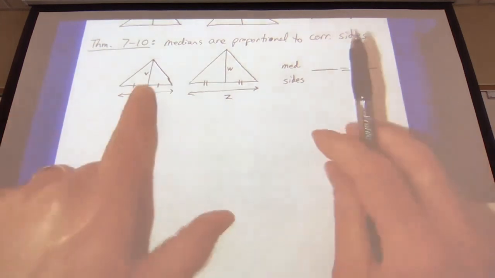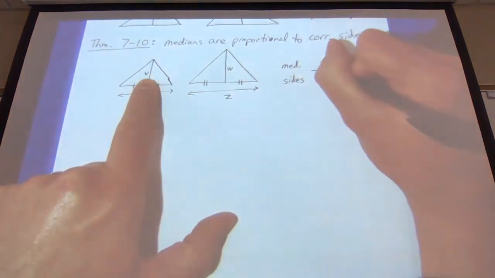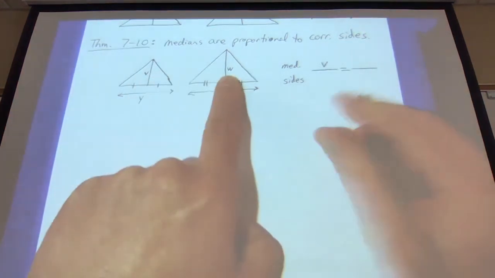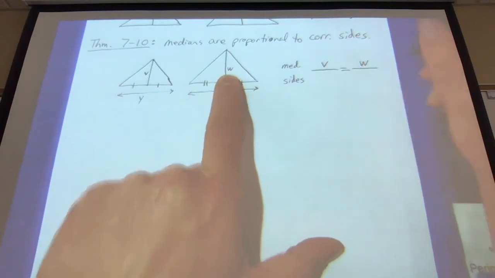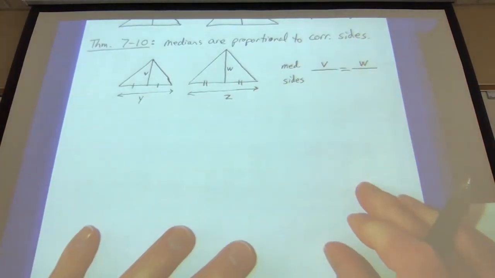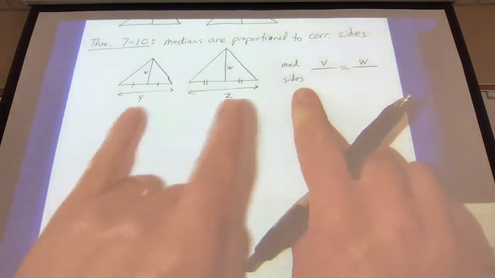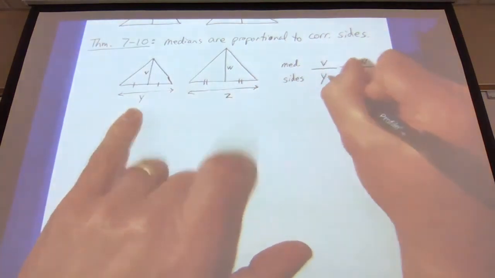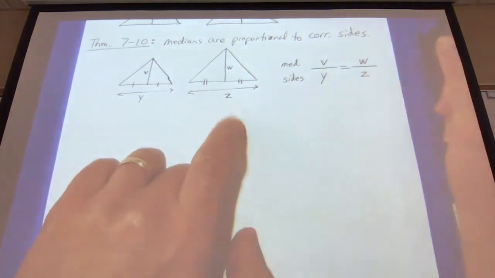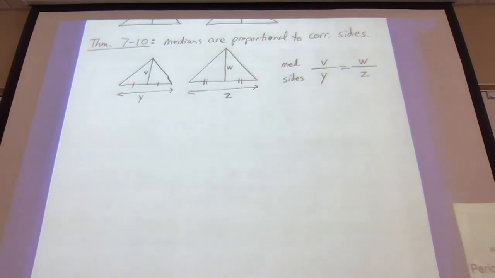When I do that, I've got V for my median on the left. It matches up with W, the median on the right. And then our corresponding sides, Y is on the left, Z is on the right. And that's all there is to it.